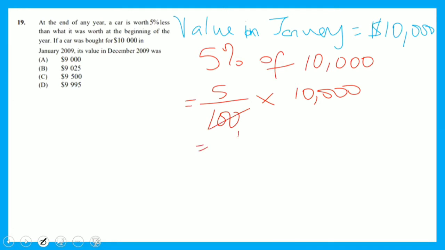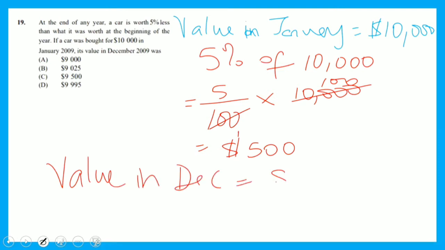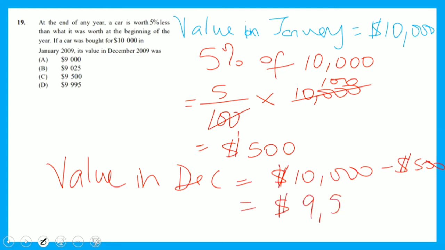All right, so that's going to be 100 into this will give us 100. Other persons who just like to cancel the zeros, that is okay. All right, so this will give us $500 as the depreciation value. So it's worth $500 less than the original. So that means the value in December is just gonna be what it was worth at the start of the year minus that little bit that came off it, which is gonna be 9,500, which means our final answer is C.